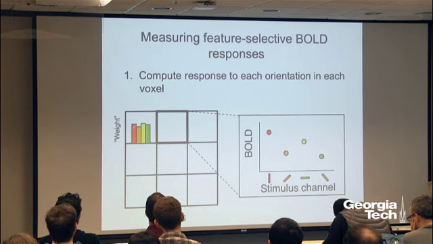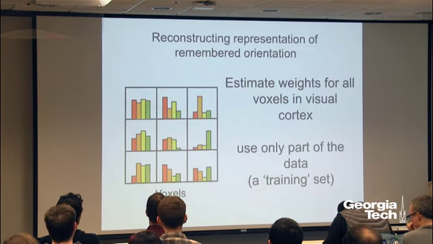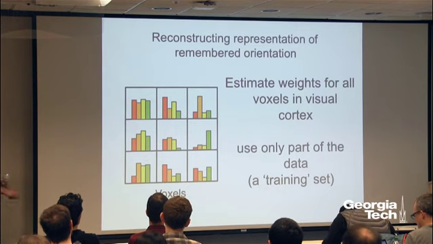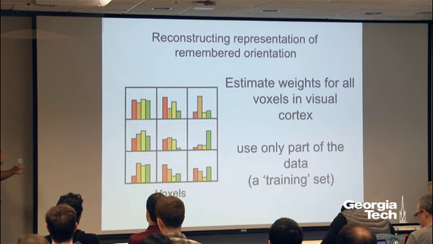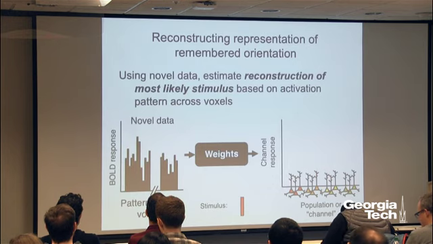So voxel 1 might have some weight profile, voxel 2 will have a different one, and so on. And we just do that for all 1,000 voxels that we've got in primary visual cortex. And we do this also, of course, using just part of the data. So we've got a training set that we hold out and we just use to train the model here.